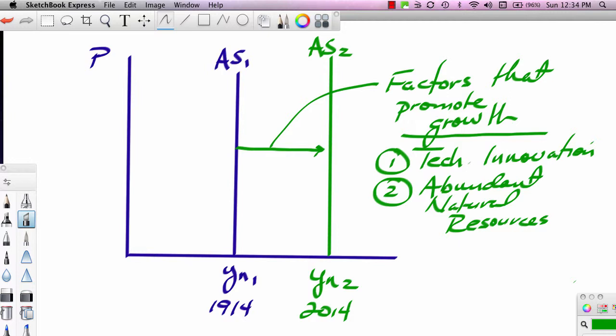Look at Saudi Arabia. What would Saudi Arabia be today without its oil reserves? It would not be a shadow of the country it is today. Okay, so abundant natural resources are a key factor.